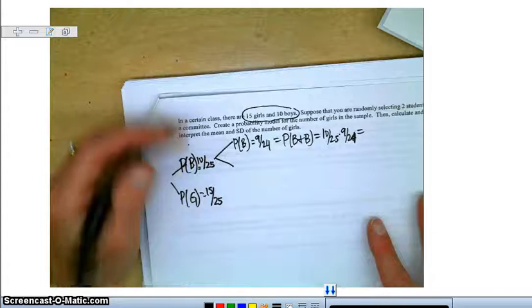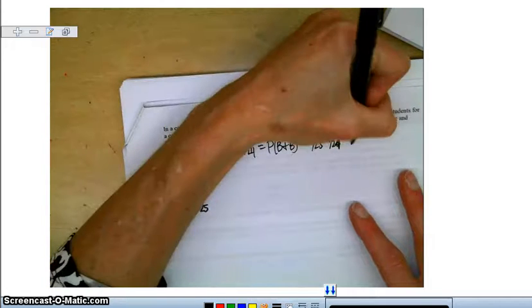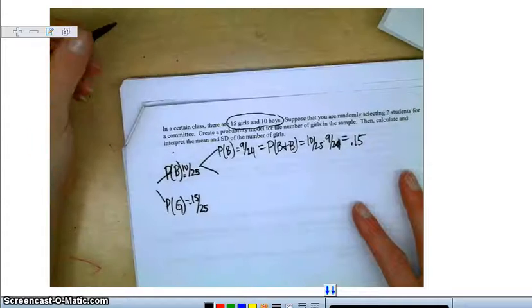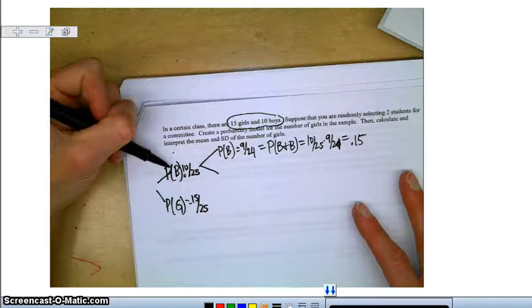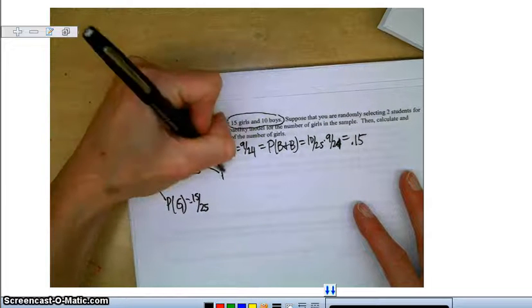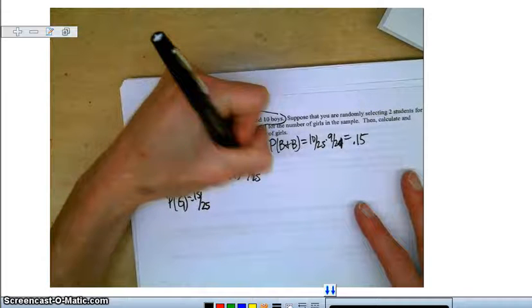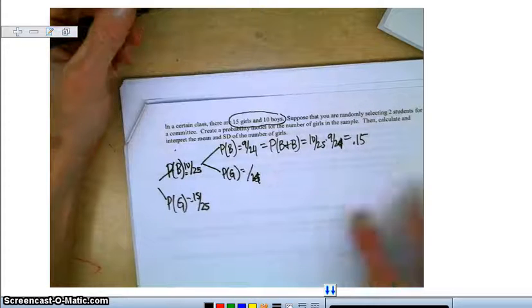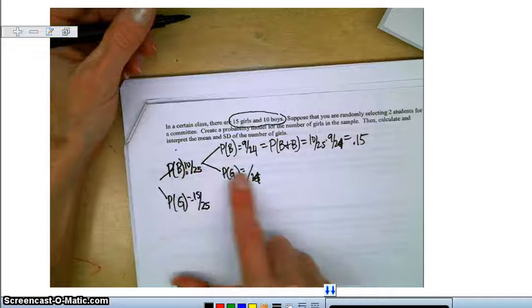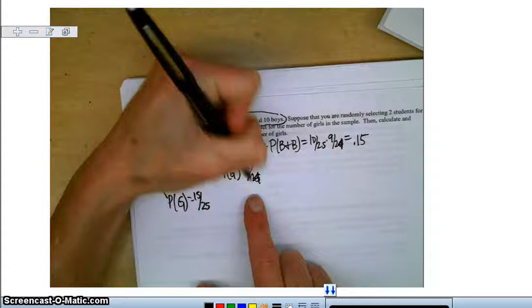So I can do that calculation and figure it out, and that ends up being 0.15. All right, so now I choose a boy first. I already chose the boy second, so now I need to look at what else could happen. I could choose a girl second. So if I choose a girl second, there's only 24 people left, because I already chose one person, which was a boy. But now the next person that I choose is out of 15, because there's still 15 girls.